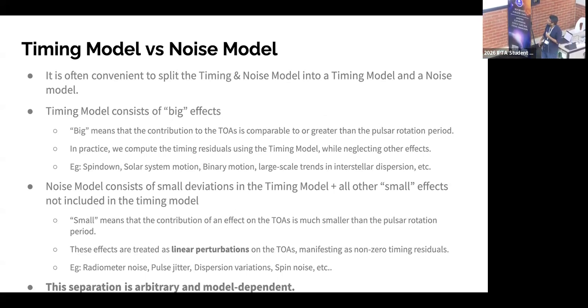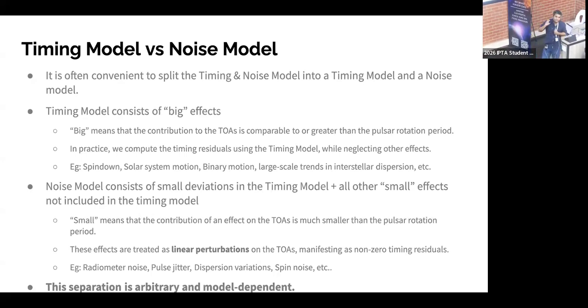Okay. So now let's come to this distinction between timing model and noise model. This is done very frequently. In fact, most pulsar timing array analysis is done this way because it is convenient. When we are actually doing this in practice, treating everything together all the time is very difficult and also computationally expensive. So what we do is split the timing and noise model into one chunk which contains all the big effects, and one chunk that are sort of perturbations to the big effects.